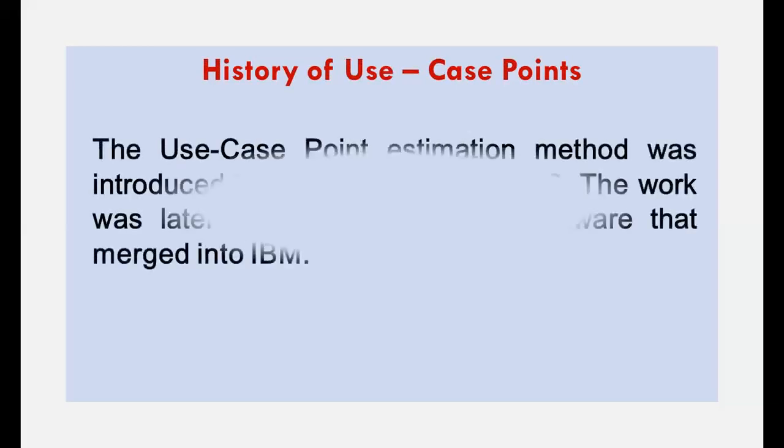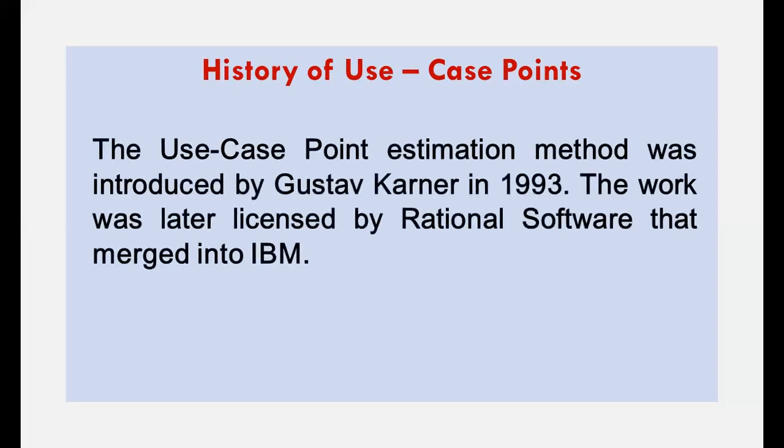Now coming to the history of use case points, the use case points estimation method was introduced by Gustav Karner in 1993. The work was later licensed by Rational Software, which merged into IBM. Now let us see the use case points counting process.